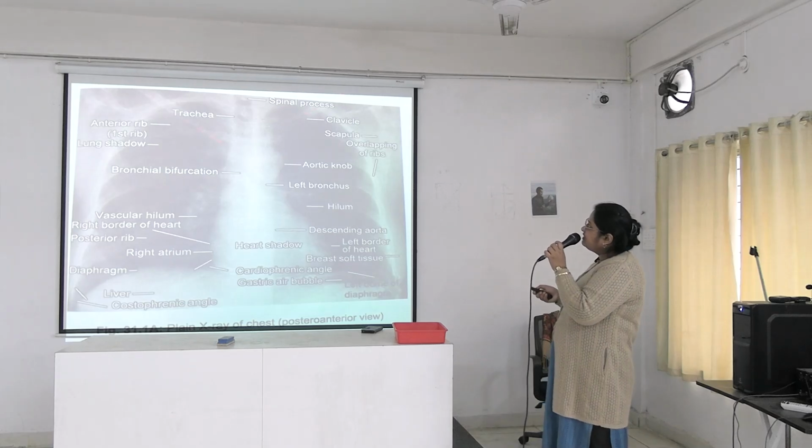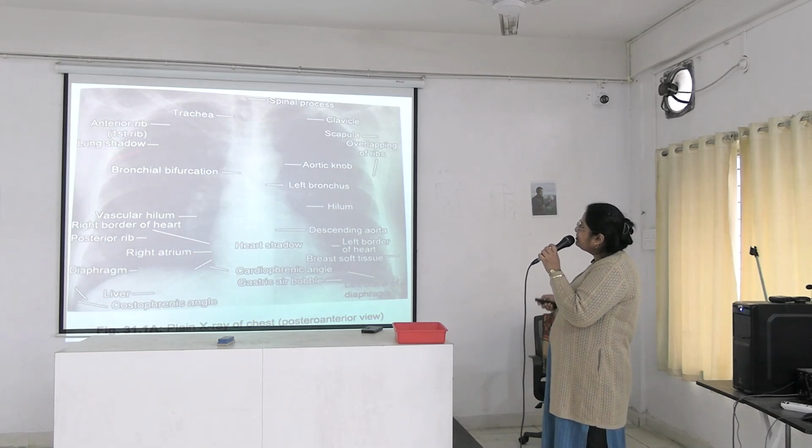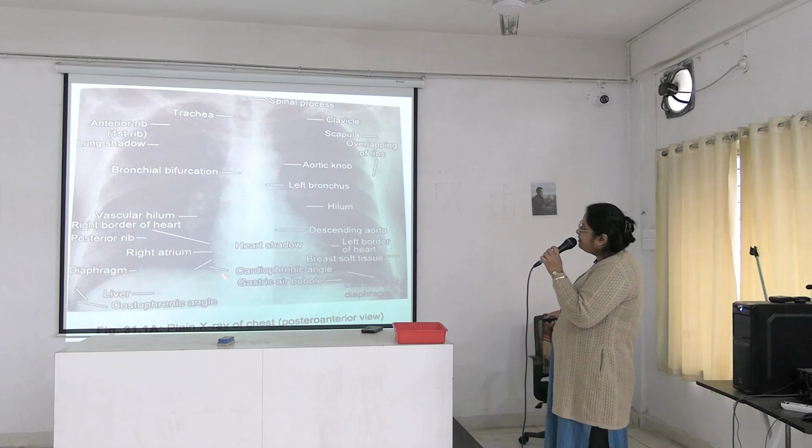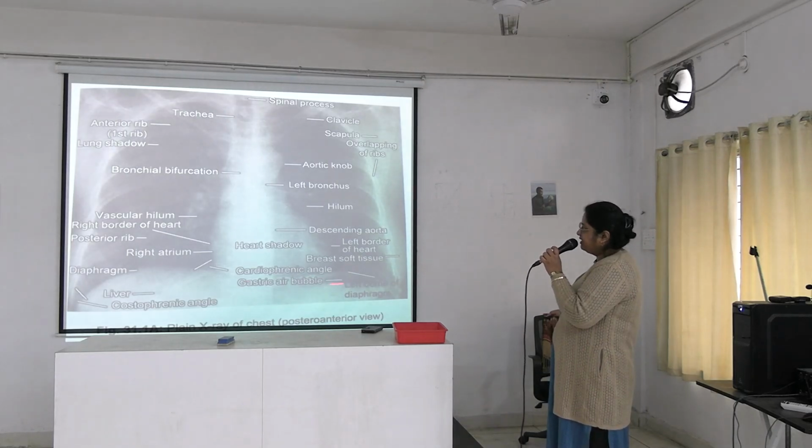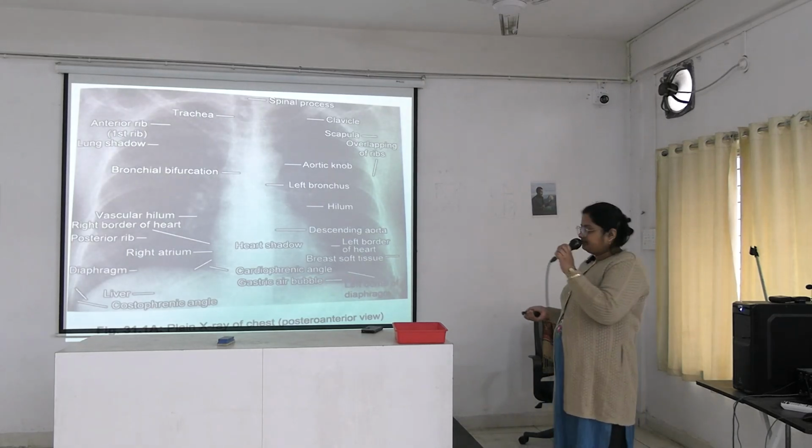On the two sides, these are the clavicles, here is the scapula, these are the shadows of the ribs, and here are the lung shadows. Here is the right border of the heart, the left border of the heart, and the two domes of the diaphragm, right and left dome. Below the left dome, here is the gastric air bubble.